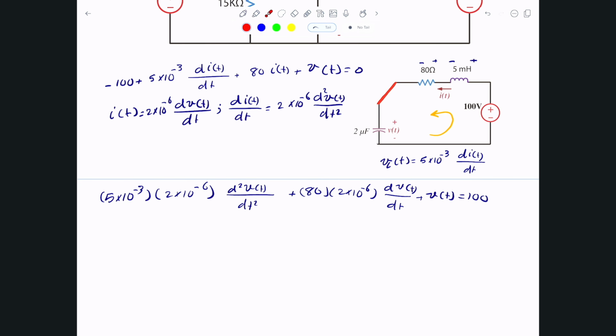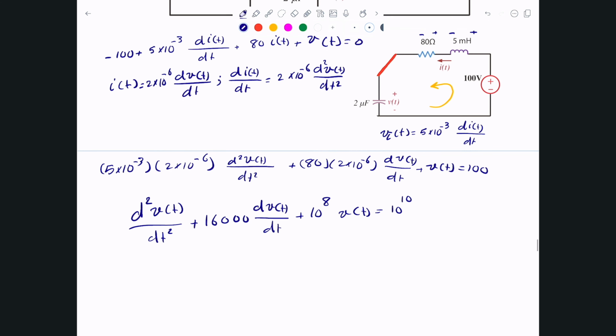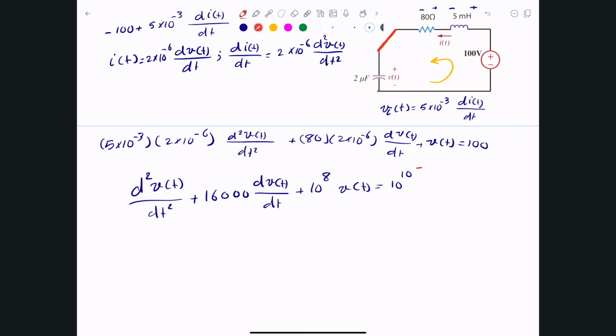So we'll do a little bit of algebra. I'll compute what these values are, and then I'll divide everything by that so that the coefficient next to the second order term is just 1, and what you'll end up with is the following: d squared v of t divided by dt squared plus 16,000 dv of t divided by dt plus 10 to the power of 8 v of t equals 10 to the power of 10. So that here is the second order differential equation that describes the circuit after switching.